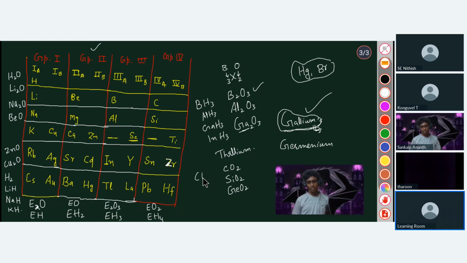ZrO2, HfO2. Okay, now what is the hydride formula? CH4, that is methane. CH4, SiH4, PbH4, GeH4. You don't have to say the name.